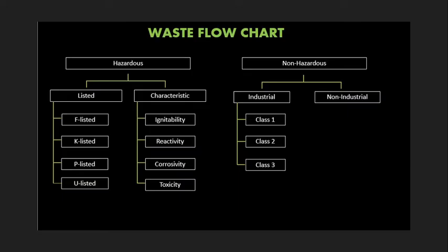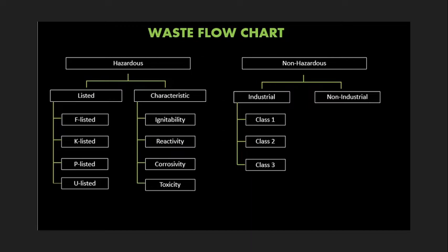So this is the waste flow chart, so generally how waste is broken down. Obviously we've got our two big categories, hazardous versus non-hazardous, and then those are further broken down. For hazardous, it's listed waste. So you've got those crazy looking letters F, K, P, and U.